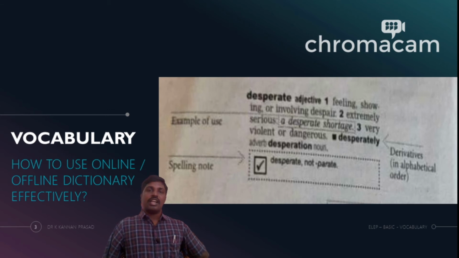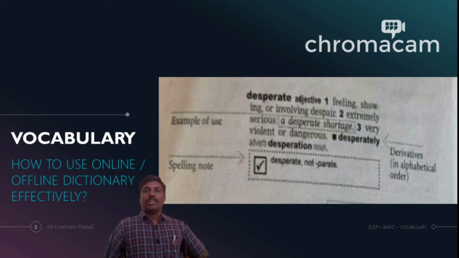Let us look at one more example. Here we are looking at the word desperate. Now the word desperate is the head word here. That is the word we are looking for in the dictionary. Now you could see that after the head word, what follows? Yes, you are right. You have the part of speech. Now desperate is an adjective.